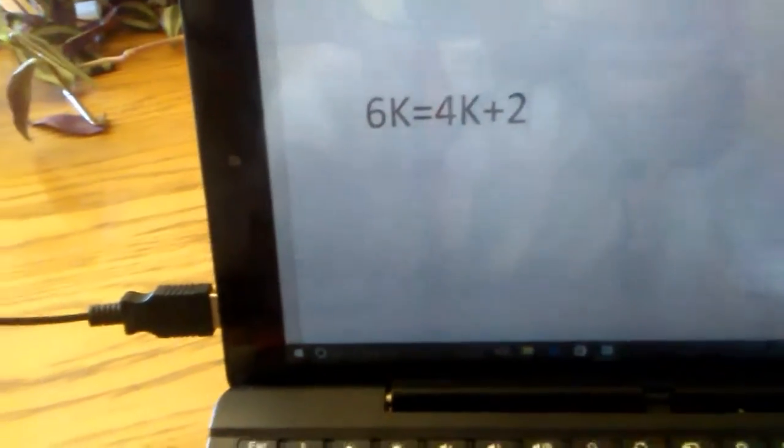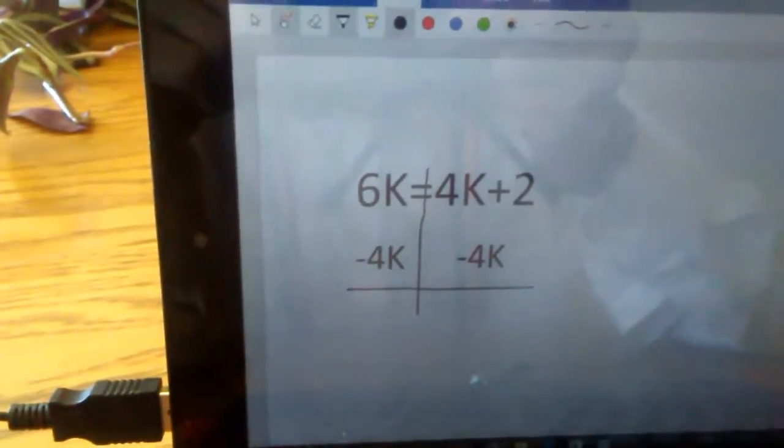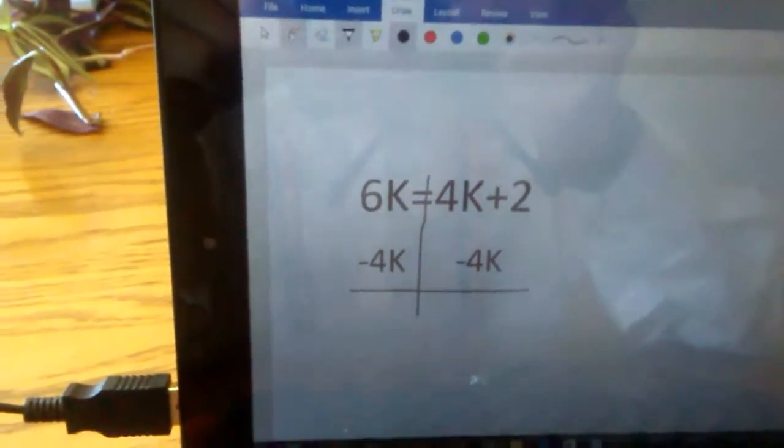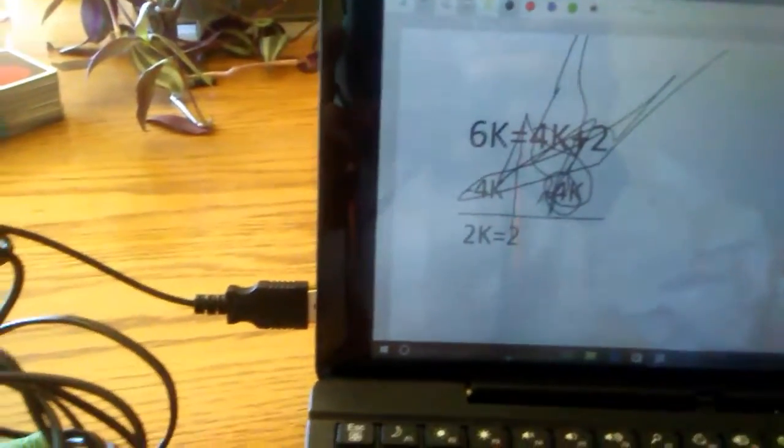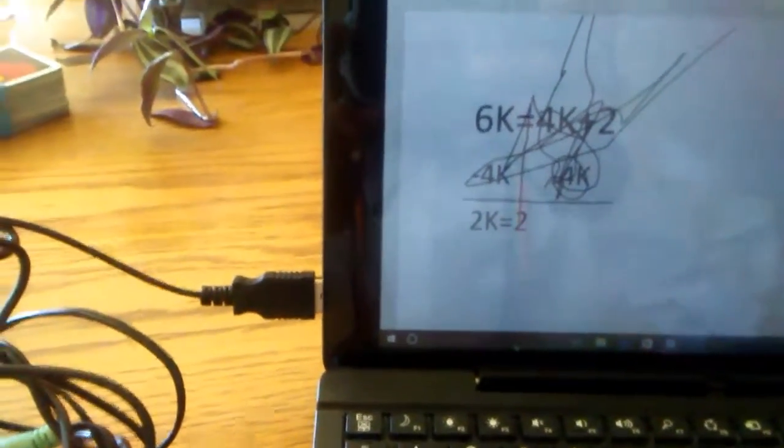So here you want to keep the highest variable, which is k. Is 6k bigger than 4k? I think so, so I'm going to keep the 6k. Then we have 6k minus 4k and 4k minus 4k. After the 4k's eliminate, you just subtract 4 from 6, which is 2k equals 2.